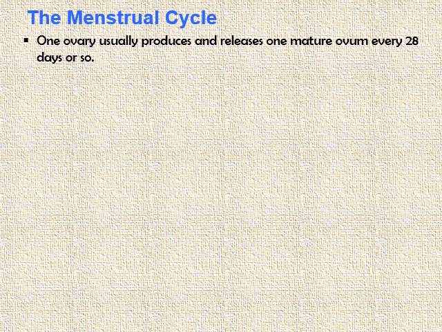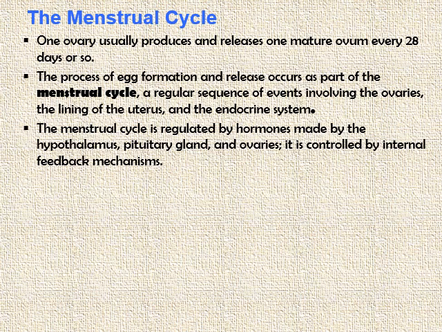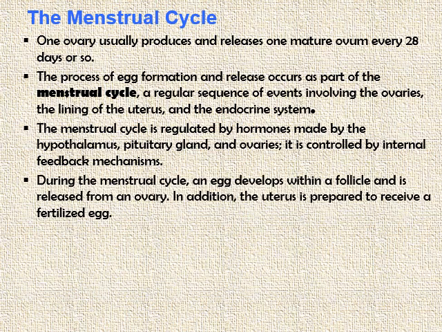The menstrual cycle. Normally, one ovary usually produces and releases one mature ovum every 28 days or so. The process of egg formation and release occurs as part of the menstrual cycle, a regular sequence of events involving the ovaries, the lining of the uterus, and the endocrine system. The menstrual cycle is regulated by hormones made by the hypothalamus, pituitary gland, and ovaries. It is controlled by internal feedback mechanisms.